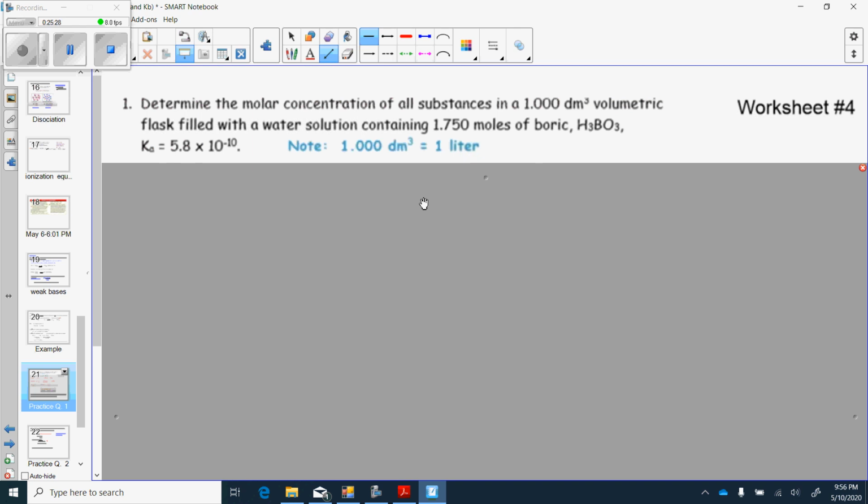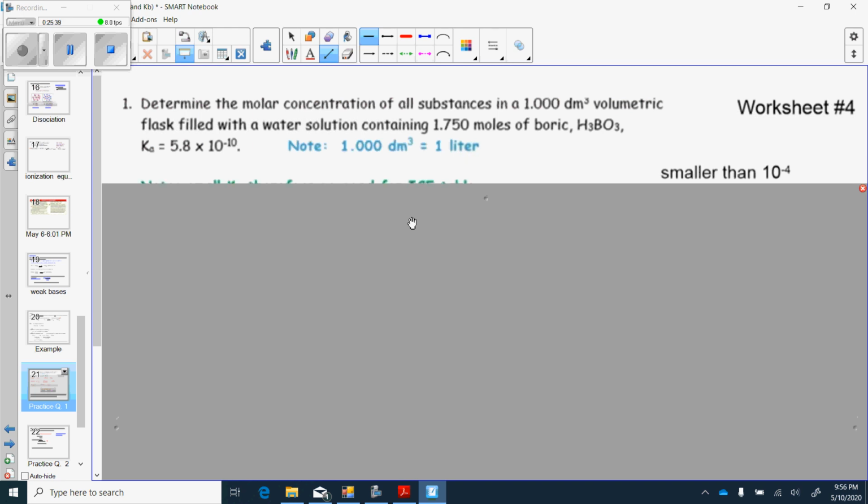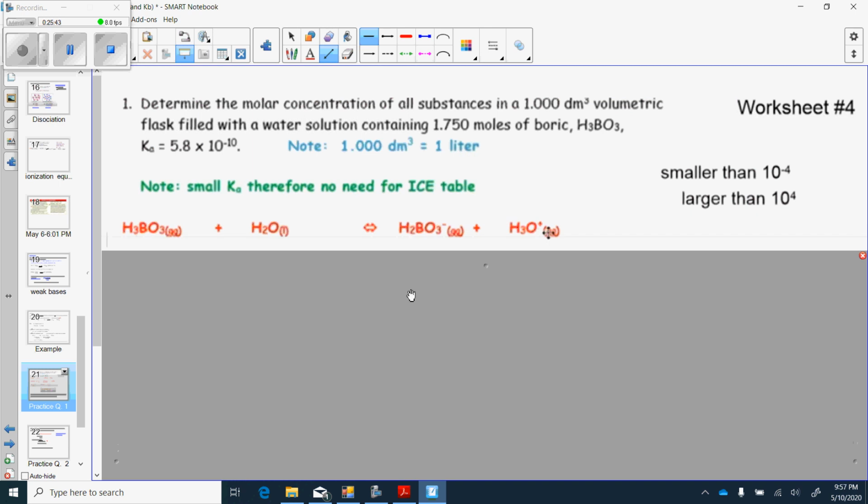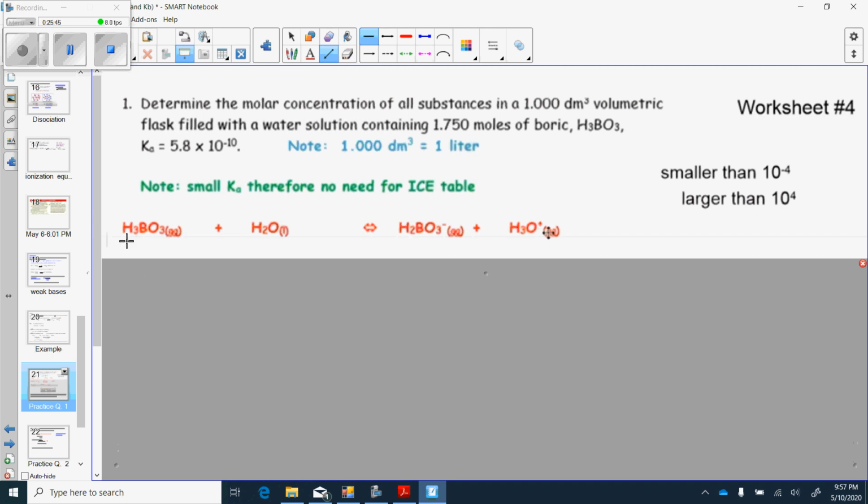So step 1, let's work on our dissociation equation. What's going to happen with boric acid? How is that going to break apart? How's that going to dissociate or ionize? Okay, think about it. So H3BO3, here's our water, or HOH. This is an acid. So how do I know that? Ka. It's an acid because it's Ka.